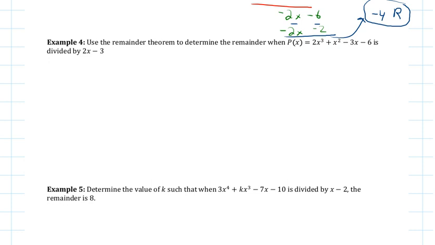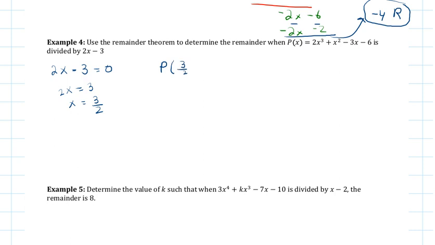Let's look at this example. Use the remainder theorem to determine the remainder when p of x, which is 2x cubed plus x squared minus 3x minus 6, is divided by 2x minus 3. Remember, in order for me to find the number, I have to set my divisor equal to 0 and find x. So 2x equals 3. X is equal to 3 over 2.